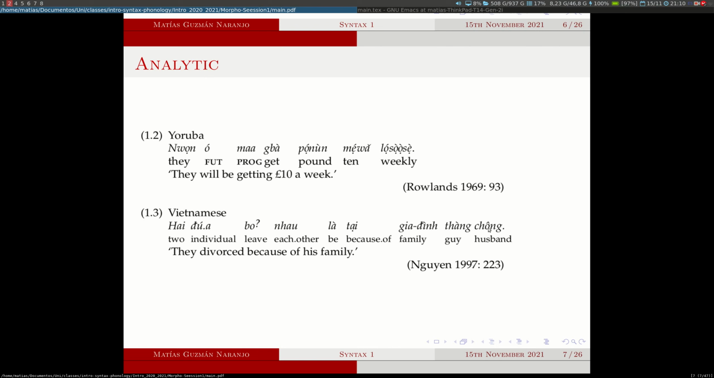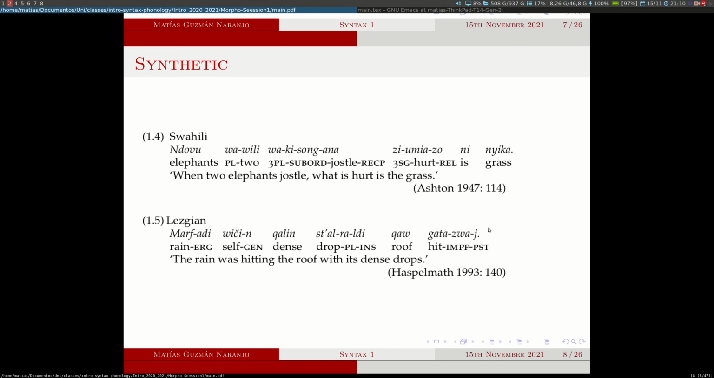We can compare these examples with something like Swahili, which I already mentioned, or Lezgian, which I haven't mentioned. And in this case, in Swahili, you see several things. So we start with elephants, and then you see that we have wa, wili. In this case, wili is two, but wa is plural inflection on the two. And that's morphology we put in there. And then we have a verb, which is jostle, and it has a lot of morphology, a lot of modifying morphemes.